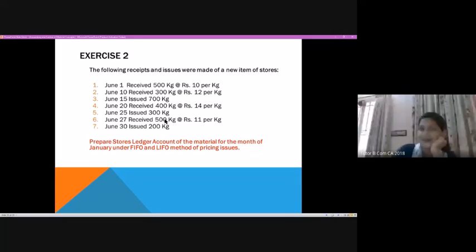Okay, let's check. See here, we had a receipt of 500. So our existing stock on June 27th was 100 at the rate of 10, which we already had, which we had been carrying forward from the beginning, right? Then again, we had 100, which came from here, 100 at the rate of 14. Then the new receipt, which is 500 at the rate of 11, 5,500.